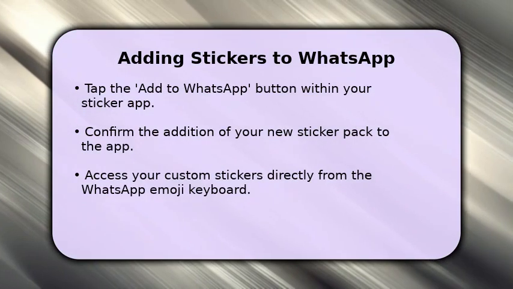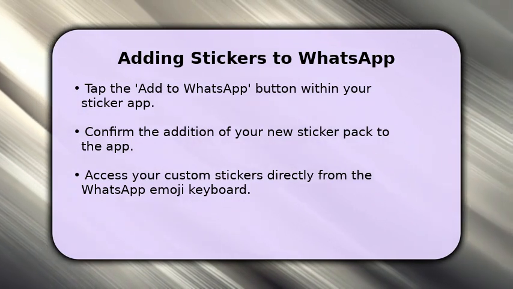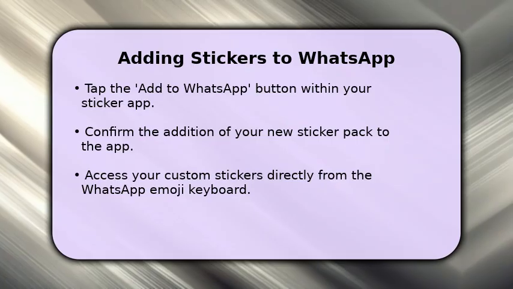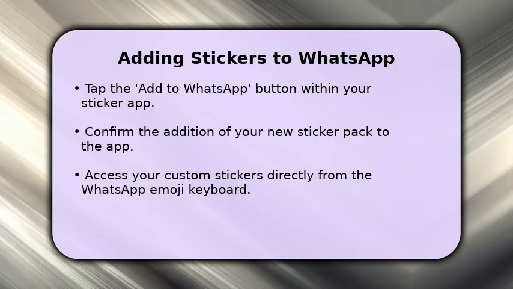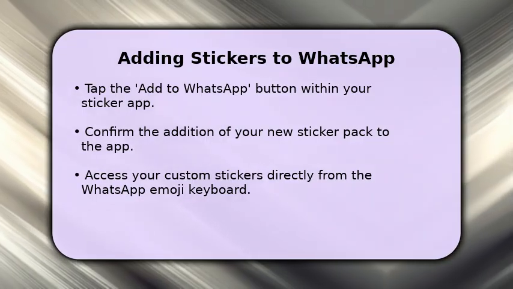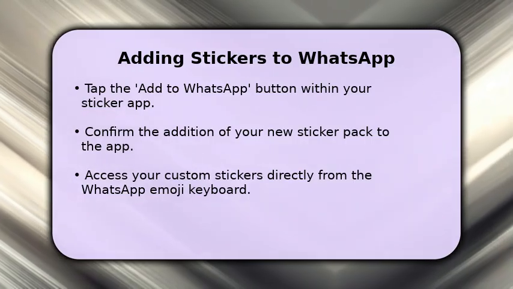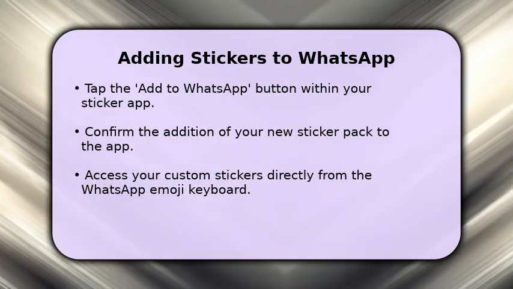The final step is to integrate your new sticker pack into WhatsApp. Within your sticker maker application, locate and tap the Add to WhatsApp button. A confirmation prompt will appear. Simply approve it to complete the transfer. Your custom sticker pack will then be available directly within WhatsApp's emoji keyboard. You can now easily select and share your unique, personalized stickers in any chat, adding a fun touch to your conversations.